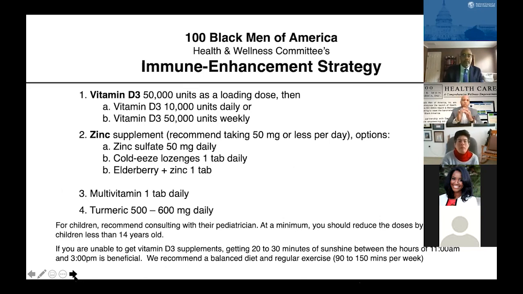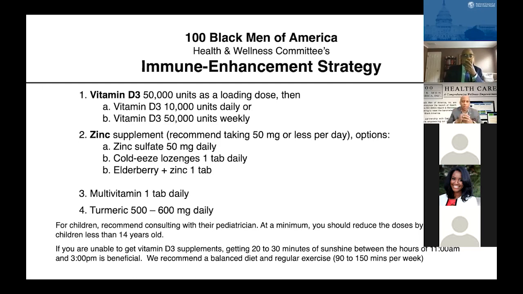The other thing that we're pushing, as many of you know, is the immune enhancement strategy. I take my vitamins every single day, and we're trying to suggest these certain units: vitamin D3, 10,000 units daily, 50,000 weekly. Zinc is another great one that builds our immune system. We recommend 50 milligrams or less per day. Zinc sulfide, Cold-EEZE lozenges, elderberry, etc. And obviously multivitamins every single day. And turmeric, one of my favorites, 500 to 600 milligrams daily.